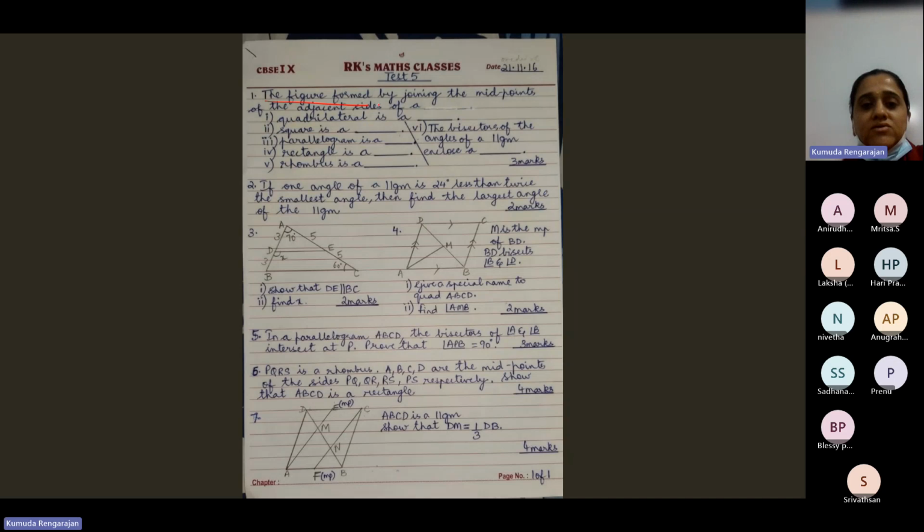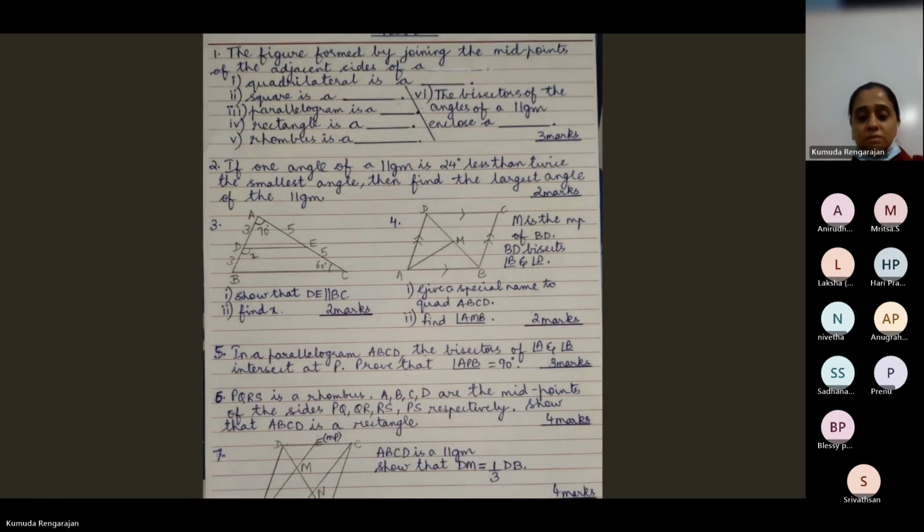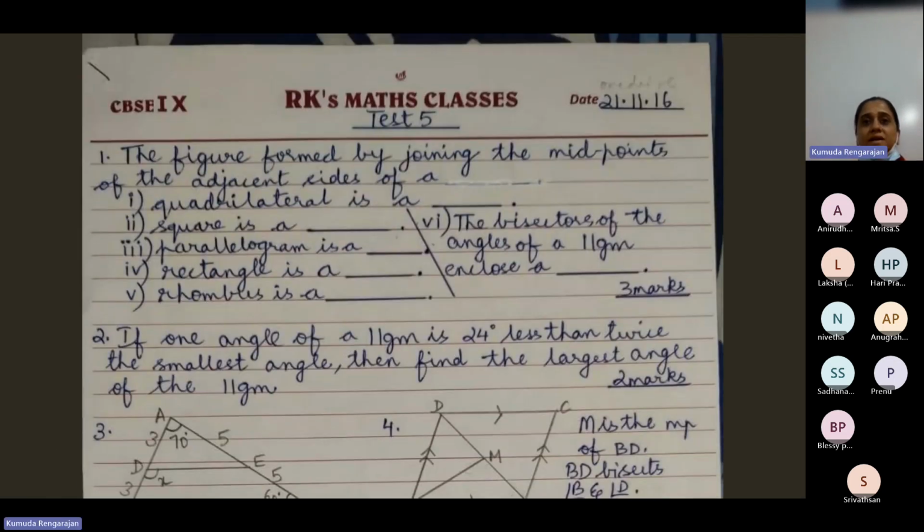So the figure formed by joining the midpoints of the adjacent sides of a quadrilateral is a parallelogram. Square, parallelogram. Third one, parallelogram. Rectangle, rhombus, rhombus, rectangle. Very good. And the sixth one, the bisectors of the angles of a parallelogram enclose a rectangle. Very good.